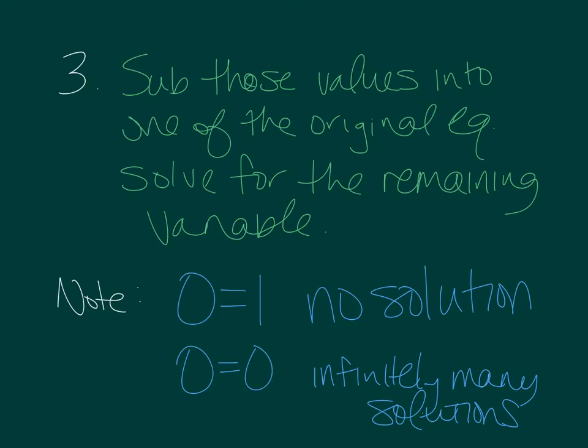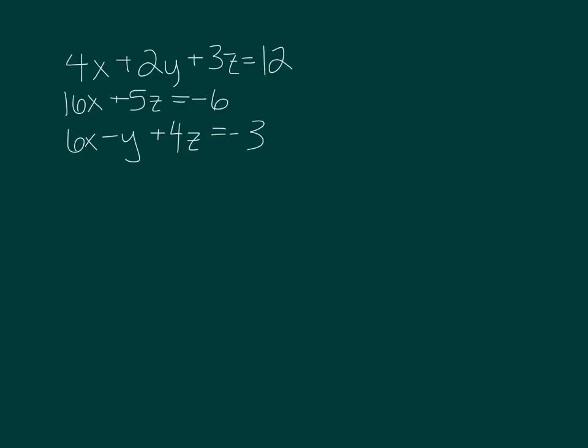Now we're going to do 4 examples in your notes today. The first 2 are kind of long and the next 2 go pretty quick, and you'll see why. Here's our first example. It is the system 4x plus 2y plus 3z equal to 12, 16x plus 5z equal to negative 6, 6x minus y plus 4z equal to negative 3. First thing I want to do when I'm solving these systems by elimination is just number the equations 1, 2, and 3. That way we can keep track of what we're doing to what in each step.